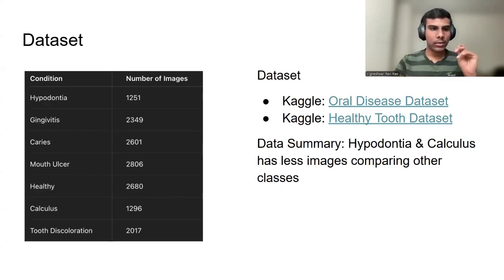As you can notice here, calculus and hypodontia have about 1,000 images fewer than the other classes. So we'll get back to that. I just want to point this out here.